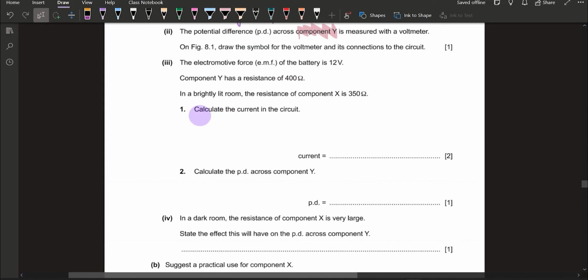First part says calculate the current in the circuit. For calculating the current in the circuit, we need total EMF and total resistance. Only then are we going to get our current. So we have our formula V equals IR. We have V, which is 12, divided by R, which is going to give us I, the current. So we just have to find total resistance.